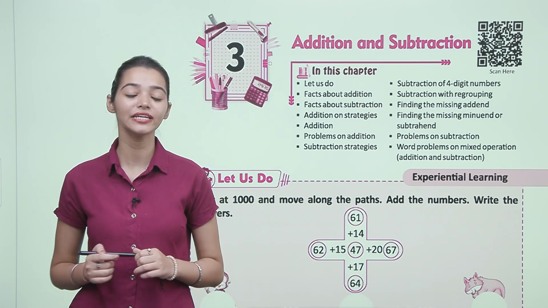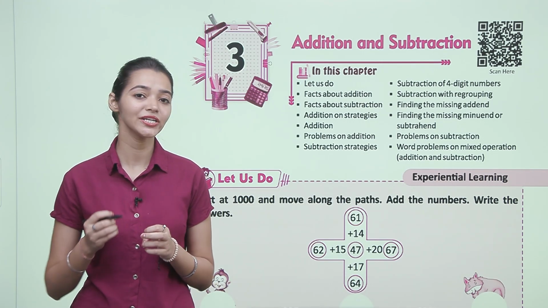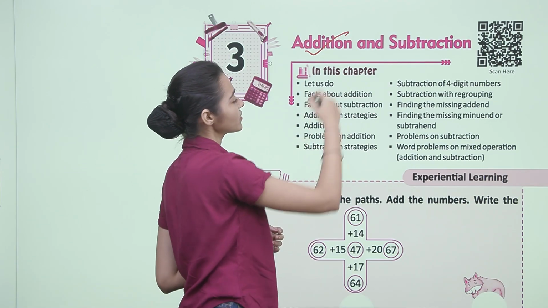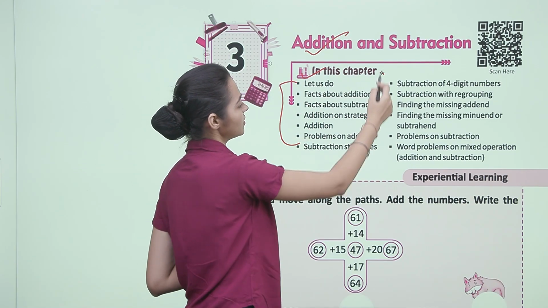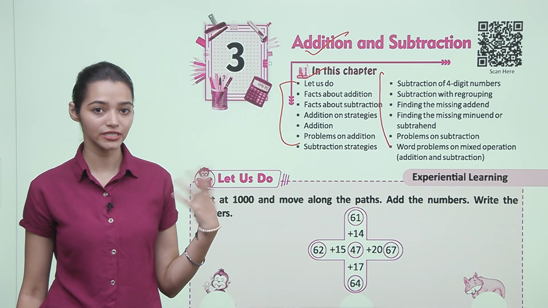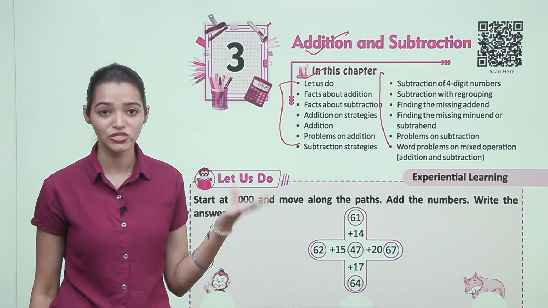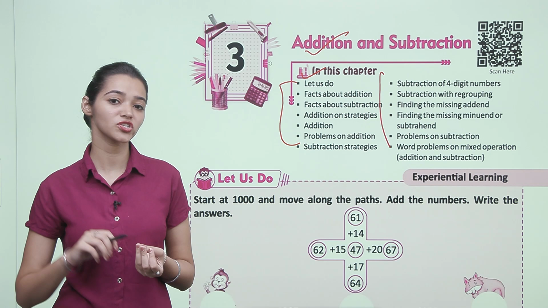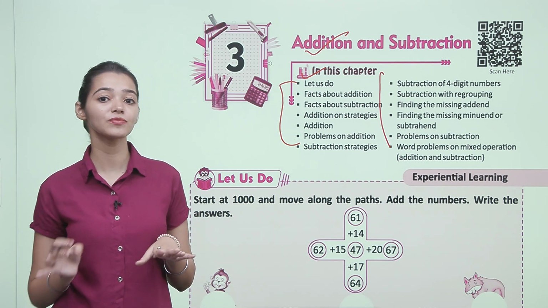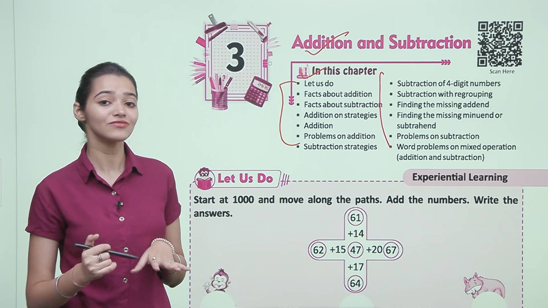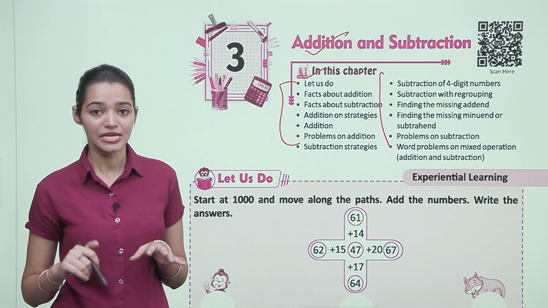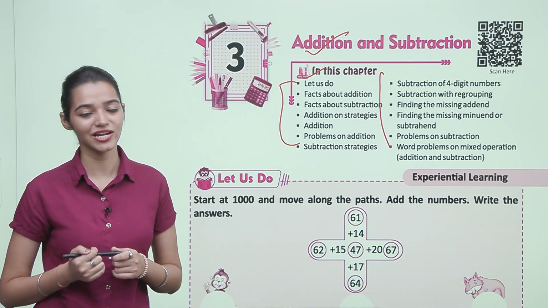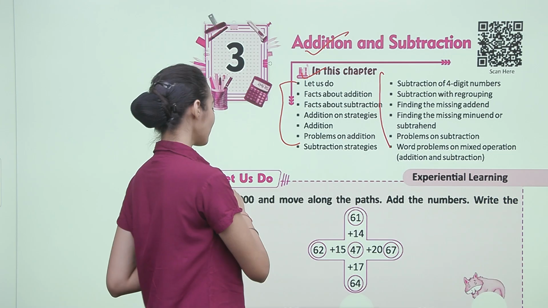My name is Renu Rathi and we will be learning a very interesting and relatable topic, that is addition and subtraction. In this chapter, we will learn what we have learned in the previous classes, some facts about addition and subtraction, addition strategies, problems on addition, subtraction strategies, then subtraction of 4-digit numbers with or without regrouping, then finding the missing minuend and subtrahend, some problems on subtraction and some word problems on mixed operations, that is addition and subtraction. Now let's start with our Let Us Do.